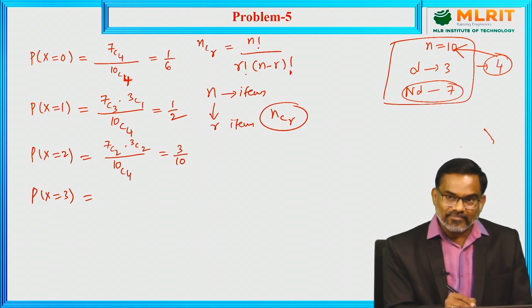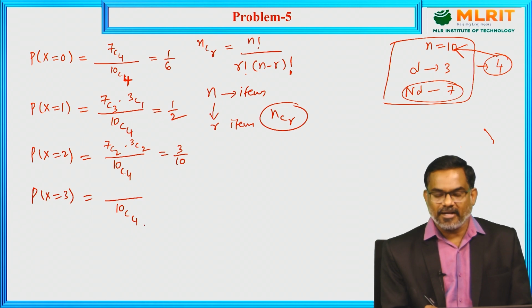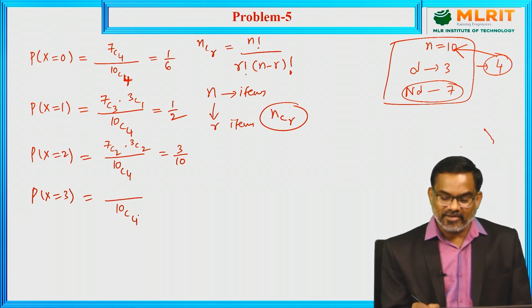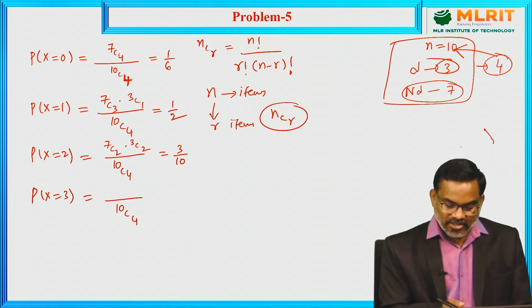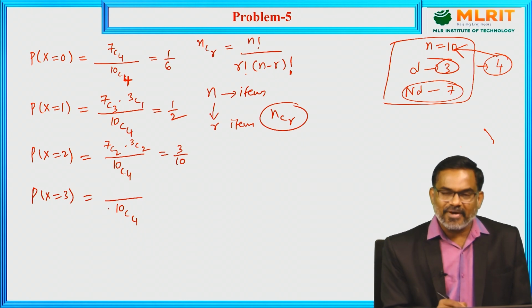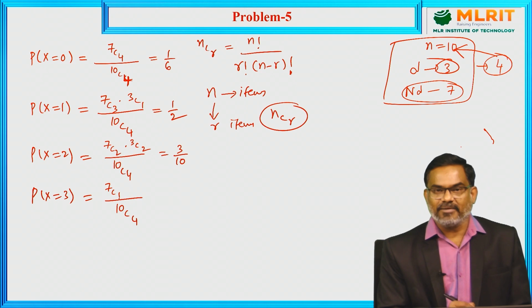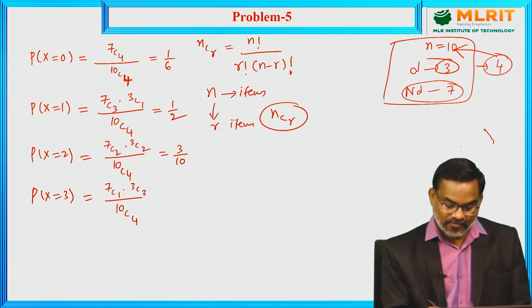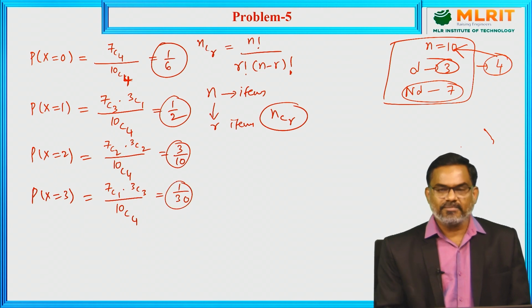So, for the probability of 3 defective items out of 4 items selected at random, there must be 3 defective items, and the total number of defective items is 3, so these 3 should come from those 3 itself. And if there are 3 defective items, the remaining one must be non-defective, and should come from 7 items, 7C1 into 3C3, which results as 1 by 30. So, we have obtained the probabilities of 0 defective items, 1 defective item, 2 defective items and 3 defective items.